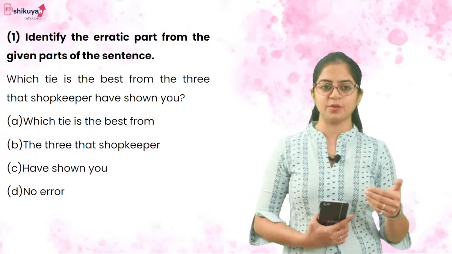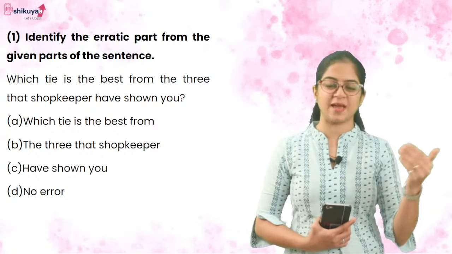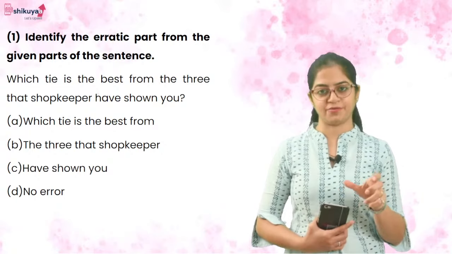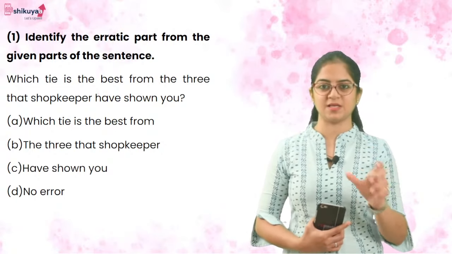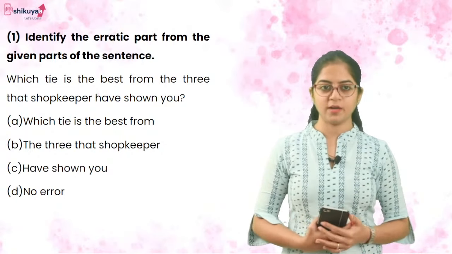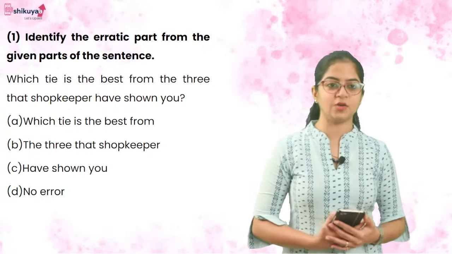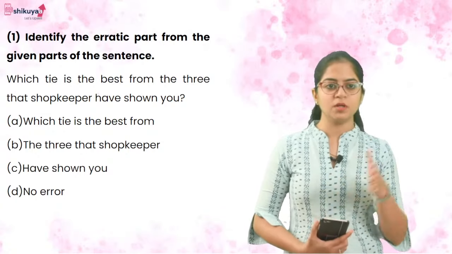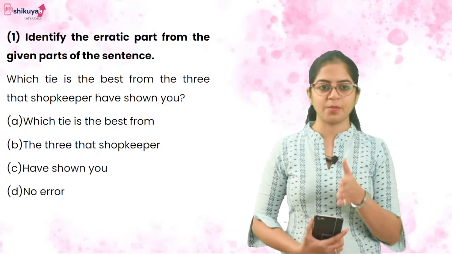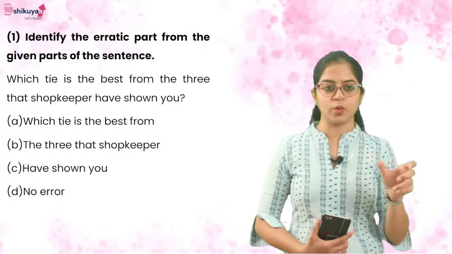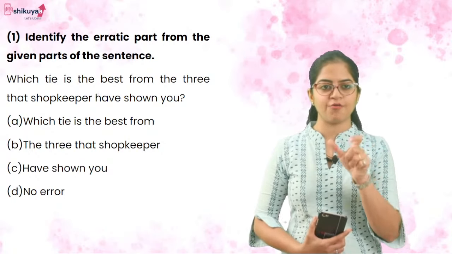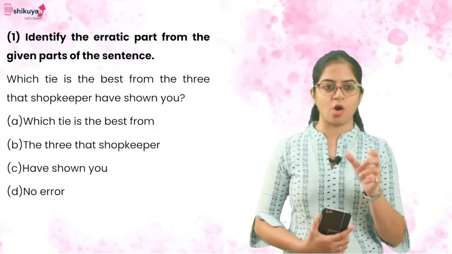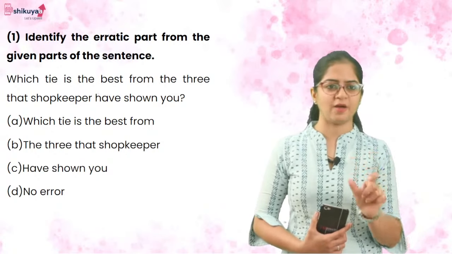Okay, now below you will see the options. This is the same sentence, they have split it into 4 parts, and you have to identify which part of the sentence is the errored one. So let us once again read the sentence. Which tie is the best from the three that shopkeeper have shown you? Which tie is the best from? That's the first part. B part is the three that shopkeeper, C says have shown you.